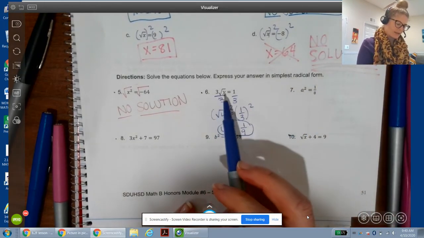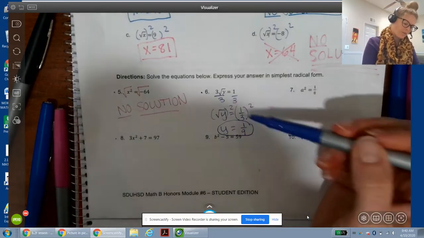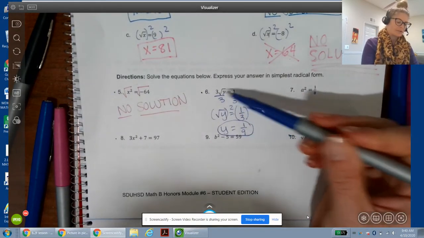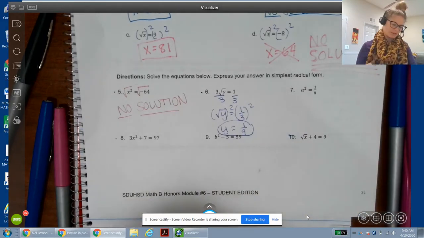Always think about substituting that back in. Square root of 1/9. Square root of 1 is 1. Square root of 9 is 3. So 1/3. 1/3 times 3 is 1. Yes, feeling good. Feeling great.